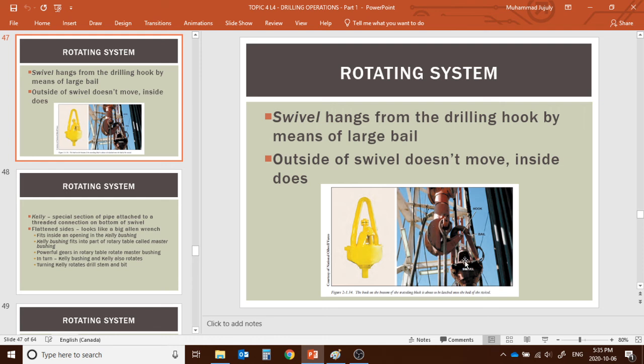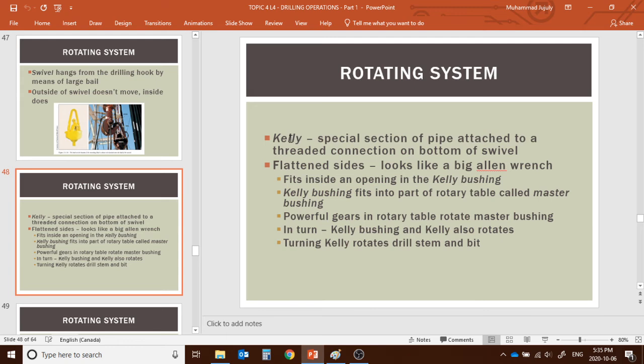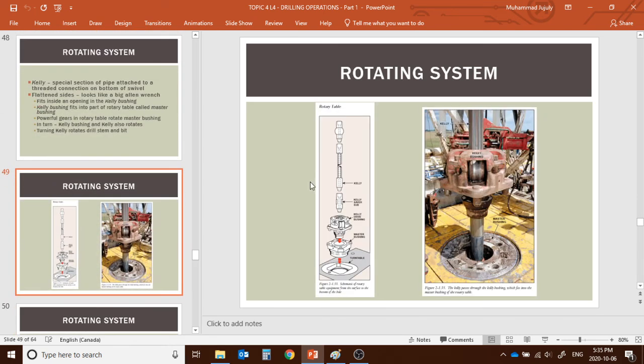When the inner portion of the swivel rotates, the outside goes up and down. The inner portion of the swivel is connected with the Kelly, which means it also rotates in order to rotate the drill bit. That's how it's done, and you can see all these components. The inner portion of the swivel connects with the Kelly, and we have the Kelly saver sub and the bushing.